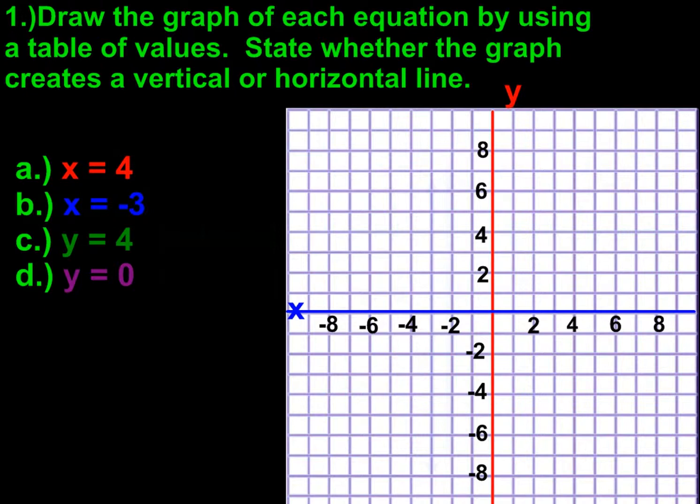Well, the table of values is one way you can do this, but it's an option. You don't have to use the table of values. And the way I'm going to show you, actually, you won't need to use the table of values. So we'll start by taking a look at x equals 4.